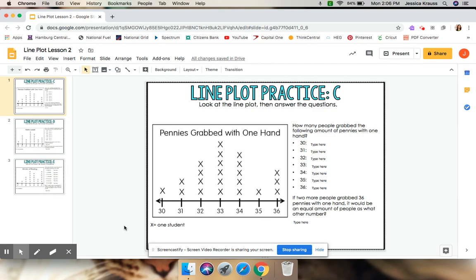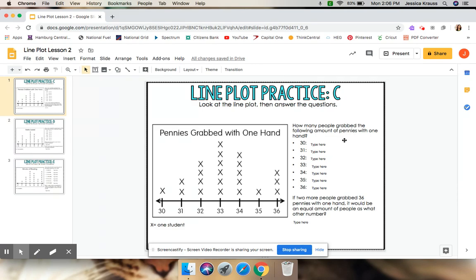So here is your assignment for the day, and I'm going to help you get started by answering one or two questions on each of the pages. This first page, we've got our title, Pennies Grabbed with One Hand. The next place I always like to look is down by the key, and that's showing me that each X stands for one student. All right, let's take a look at our question.